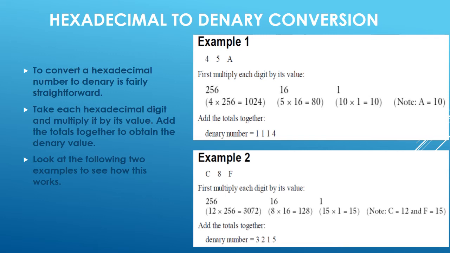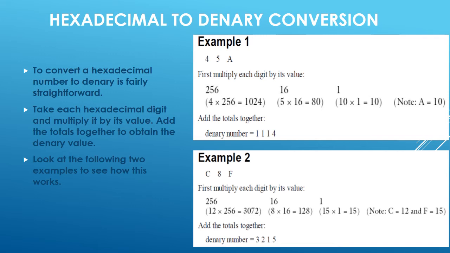For example, we are given the hexadecimal number 45A. First, multiply each digit by its value. 4 will be multiplied with its hexadecimal notation, which is 256. 5 will be multiplied with its hexadecimal notation, which is 16. A is equivalent to 10, so 10 will be multiplied with 1. We'll multiply it all and then add the totals together, and we are getting the equivalent denary number this way.